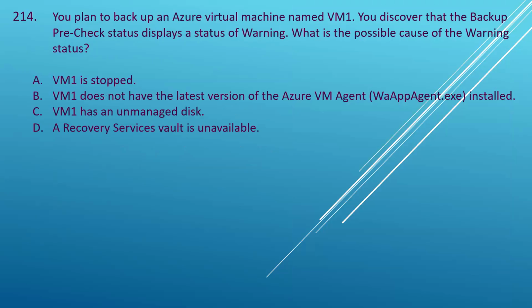This is question number 214. You plan to back up an Azure virtual machine named VM1. You discover that the backup pre-check status displays a status of warning. What is the possible cause of the warning status? And your options are: VM1 is stopped; VM1 does not have the latest version of Azure VM agent, which is WAAppAgent.exe, installed; VM1 has an unmanaged disk; a recovery services vault is unavailable.